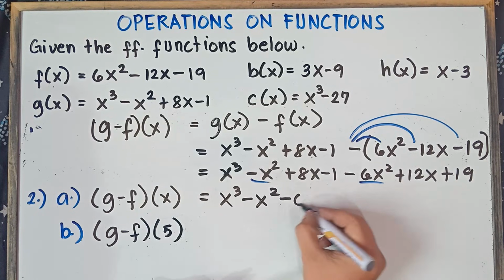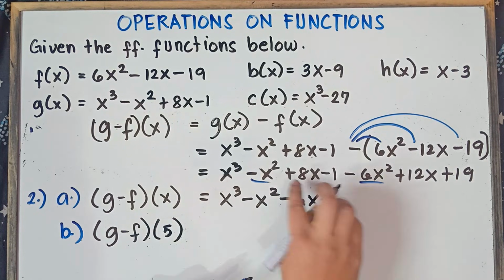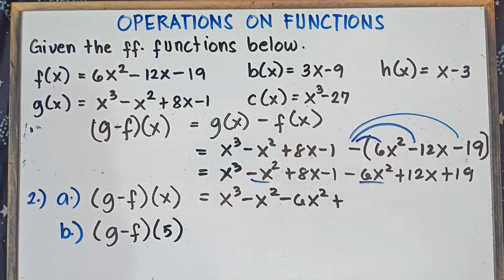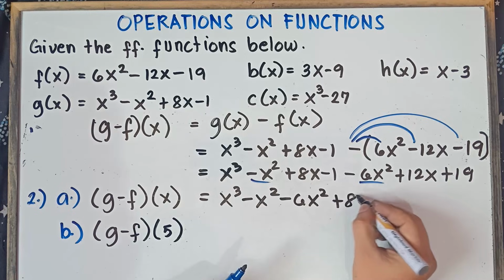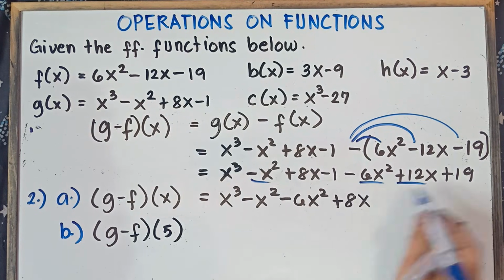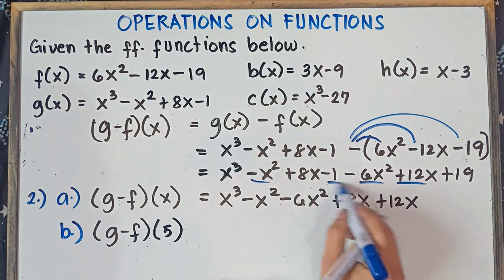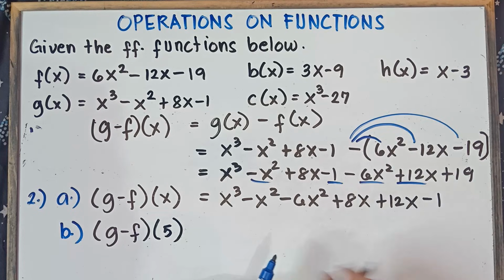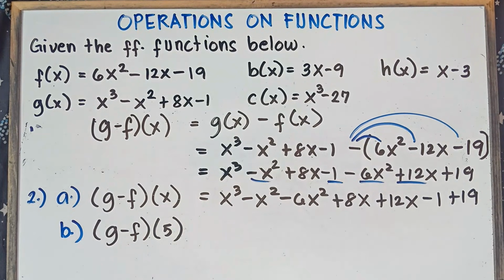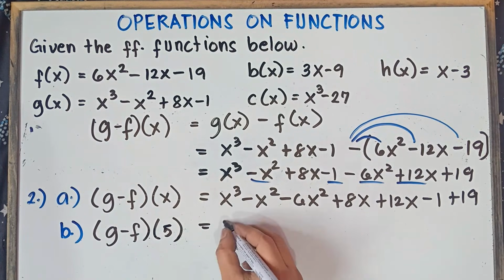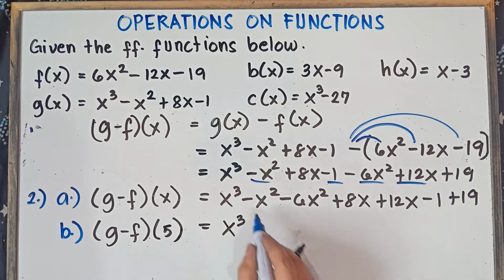We have negative 6x squared. We have positive 8x. Do we have another x squared? Nope. We have positive 8x. And then positive 12x. Alright, and then negative 1. Yep, we have negative 1 and then positive 19. Alright, so simply combine like terms. So simply copy x cubed.